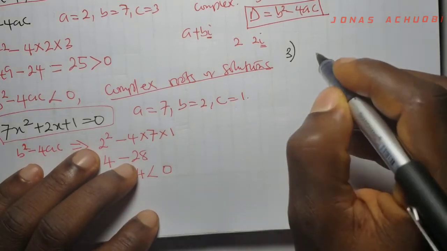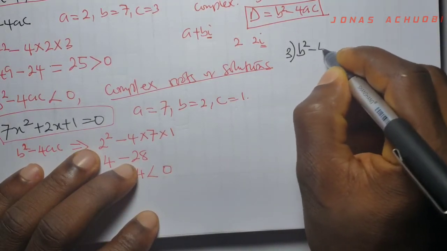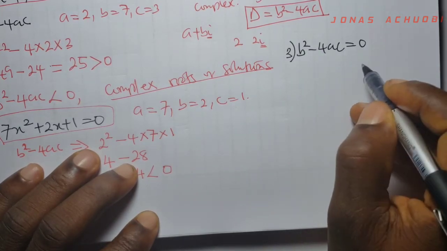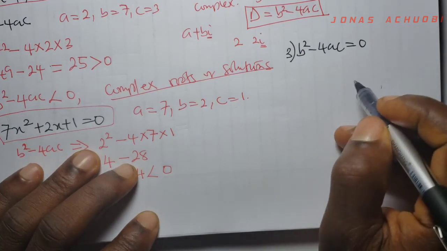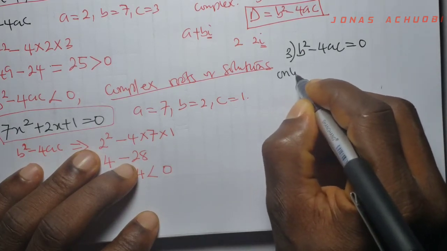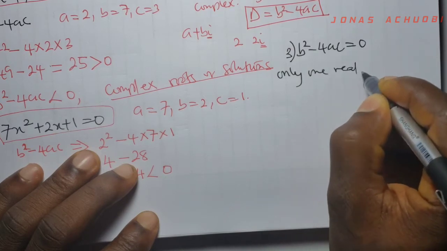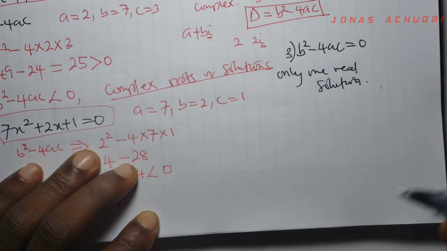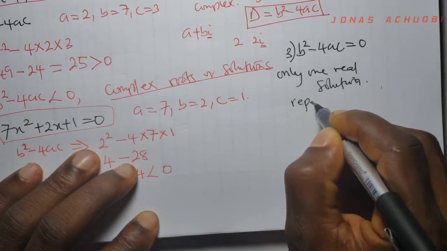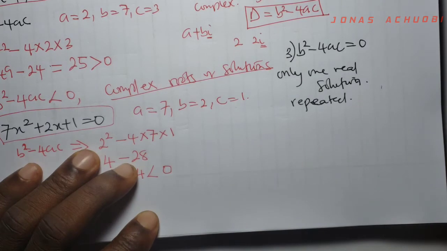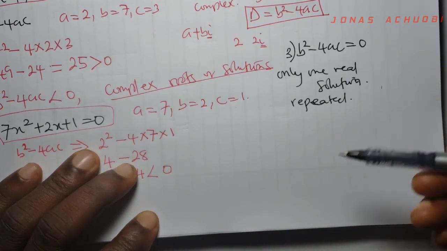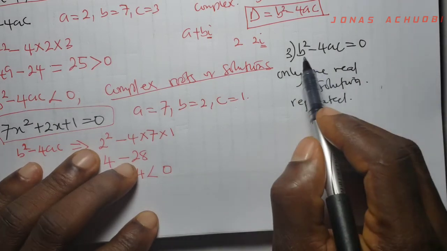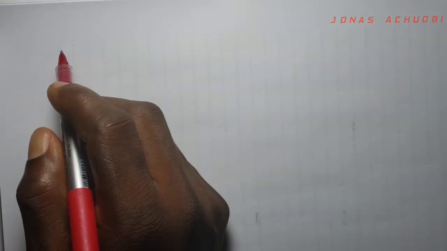Remark number 3. If the discriminant b squared minus 4ac is equal to 0, then this tells us that the equation we are about to solve has only one real solution. Just one real solution. Or sometimes we say that it has a repeated solution. So how do you know that an equation will have one real solution or a repeated solution? You know if the discriminant of that equation is 0.